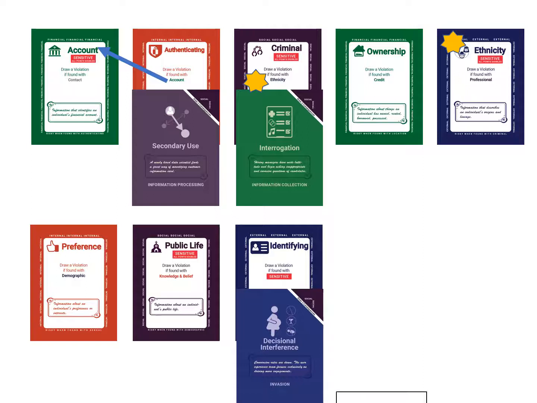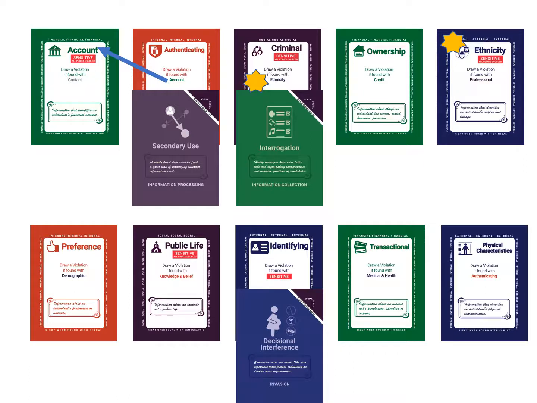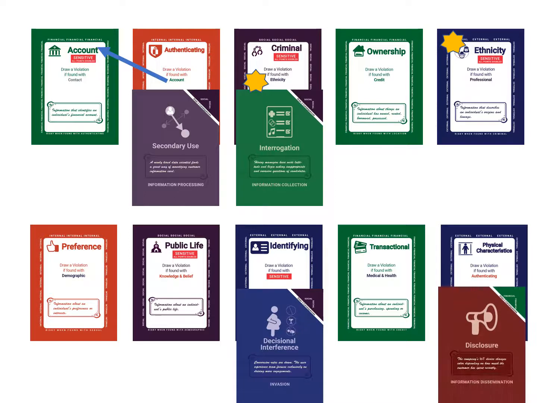Our next information card is transactional information, risky with medical and health, which we don't have, nor do we have any cards risky with transactional. Our final card in the community hand is physical characteristics, which is risky with authenticating, which we do have, so we'll draw another violation. Our violation is disclosure.